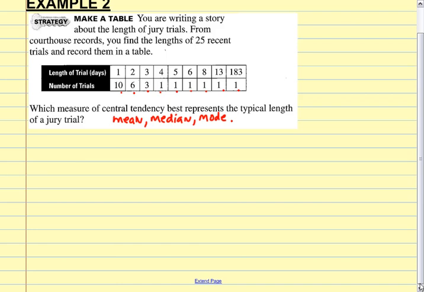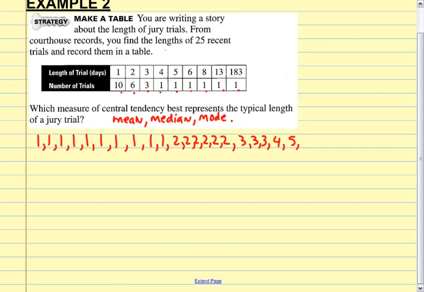But you can see we had 10 trials that lasted 1 day. So I'm going to write 1, 2, 3, 4, 5, 6, 7, 8, 9, 10. Okay? Now, 10 of them lasted 1 day. I had 6 of them that lasted 2. 1, 2, 3, 4, 5, 6. Okay? 3 of them lasted 3 days. Alright, so that's 3 threes. 1 of them lasted 4 days. 1 of them lasted 5. 1 of them lasted 6. 1 lasted 8. 1 lasted 13. And 1 lasted 183 days.